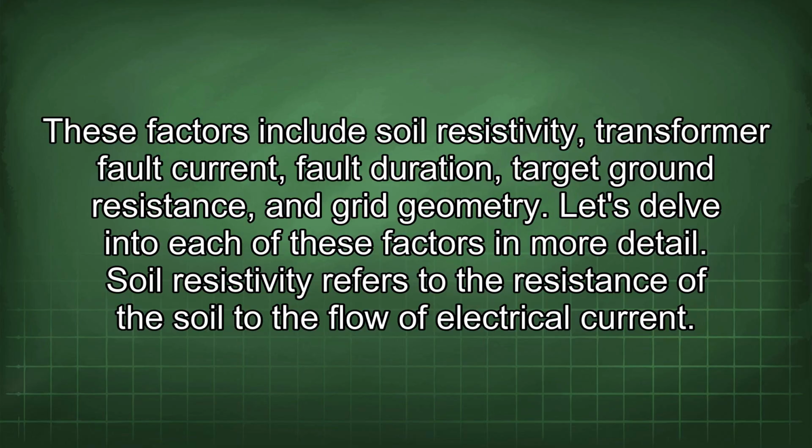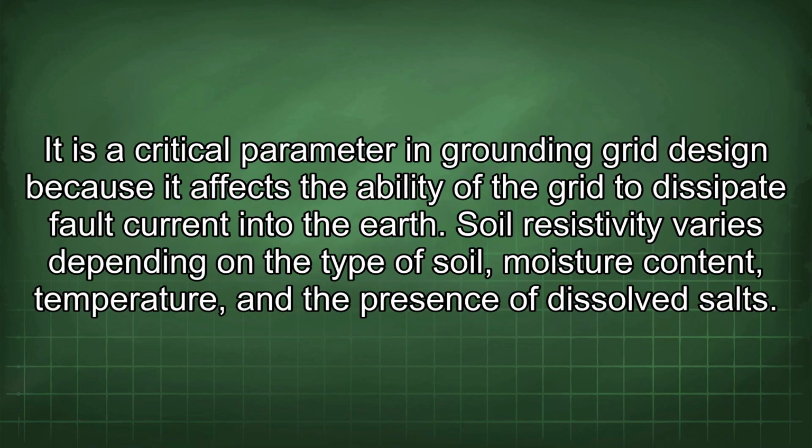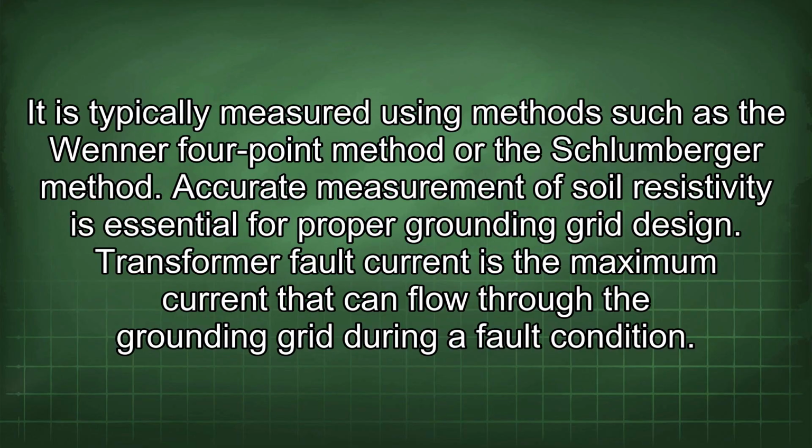Soil resistivity refers to the resistance of the soil to the flow of electrical current. It is a critical parameter in grounding grid design because it affects the ability of the grid to dissipate fault current into the earth. Soil resistivity varies depending on the type of soil, moisture content, temperature, and the presence of dissolved salts. It is typically measured using methods such as the Wenner 4-point method or the Schlumberger method. Accurate measurement of soil resistivity is essential for proper grounding grid design.